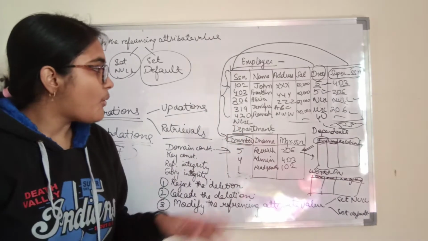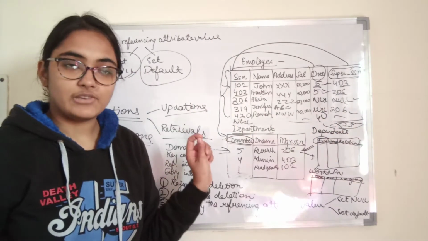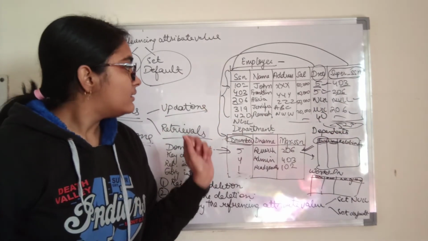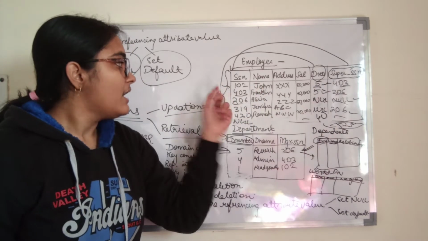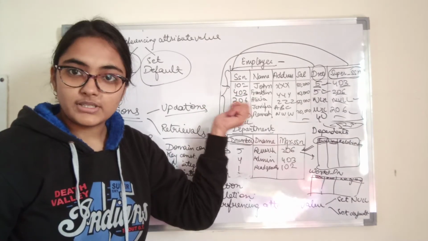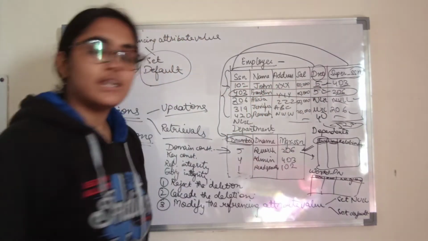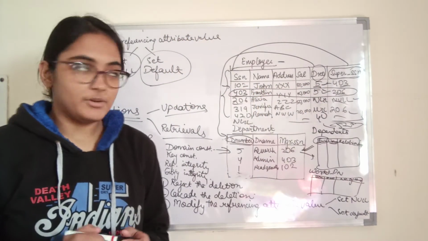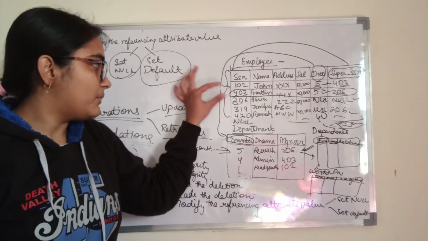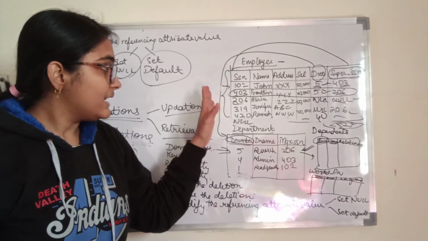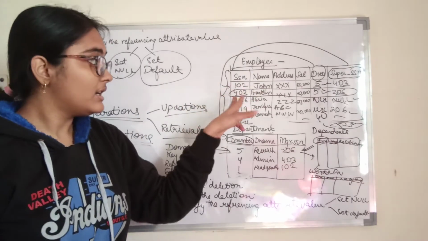Let us say I want to fire an employee. I want to remove an employee from this particular relation. I am saying delete tuple from employee relation where social security number is 403. Okay, so I want to delete this employee. So what is the meaning of deleting a particular employee? We are firing that particular employee, right? So in case we are firing this particular employee, then many tuples from different relations are referring to this particular tuple, right?